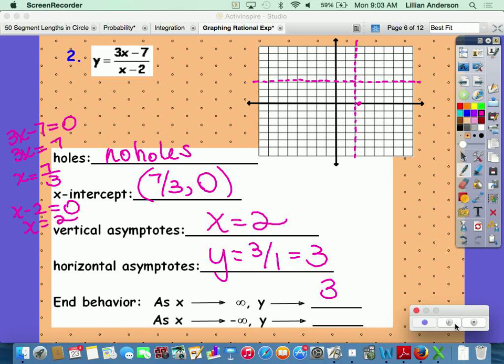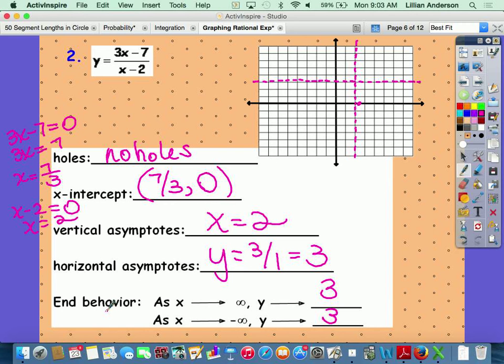So what's the last end behavior? 3. And our y-intercept is found by plugging in 0 for x. So I have negative 7 over negative 2, which is just 7 over 2. 7 over 2 is about 3.5, which is right here. All right?